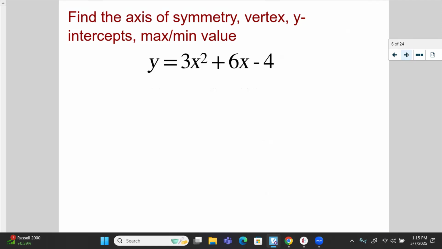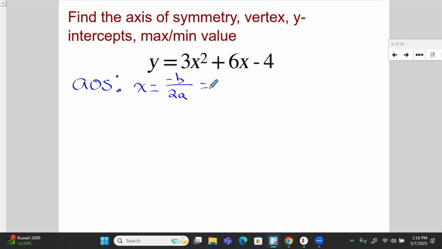So if I'm given the equation y equals 3x squared plus 6x minus 4, and I want to find my AOS, that's always the first thing you find. When given an equation in standard form, you're always going to find your AOS first. And if you remember, the formula for the AOS is x equals negative b over 2a. I always like to write my formula first. This way, again, I know it's helping me memorize.